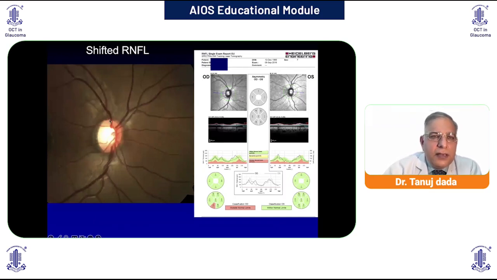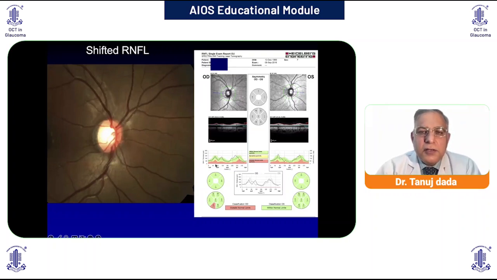So here you can see this patient with a slightly tilted disc. You can see healthy RNFL is visible, but the OCT machine has labeled it as outside normal limits. Why? Because this peak of the RNFL is shifted. It's a healthy RNFL, but slightly shifted towards the nasal area. Because of this, it has come into the red zone. So this is a shifting of the RNFL peak, absolutely normal, but OCT labels it as outside normal limits. And this is a common occurrence that you should be aware of.